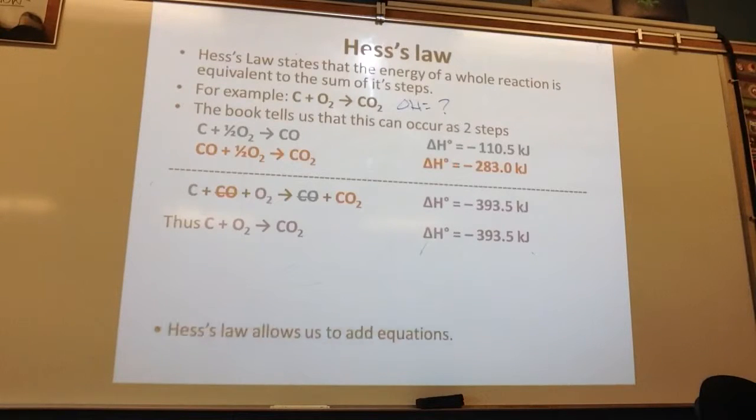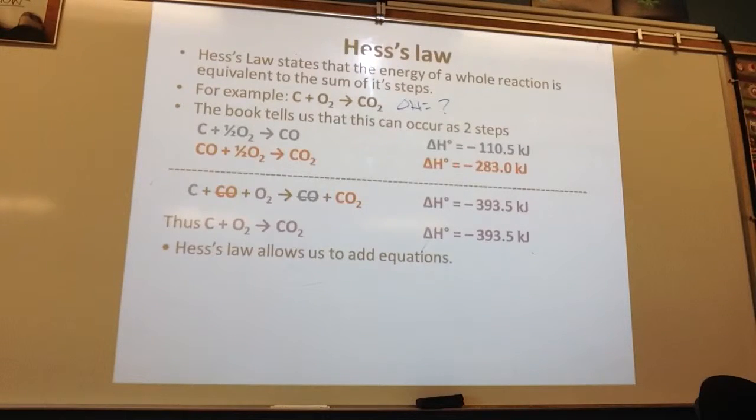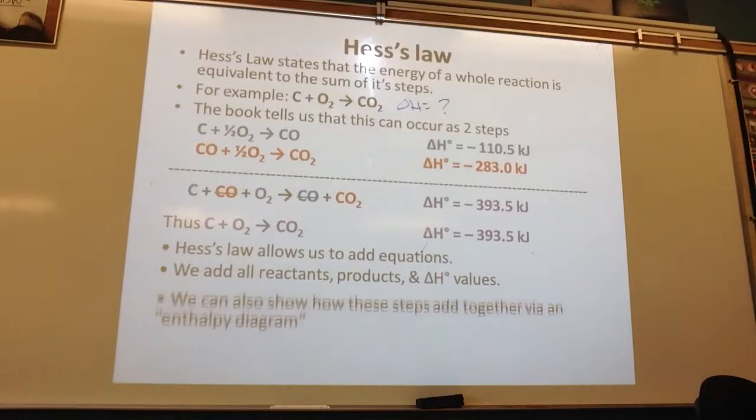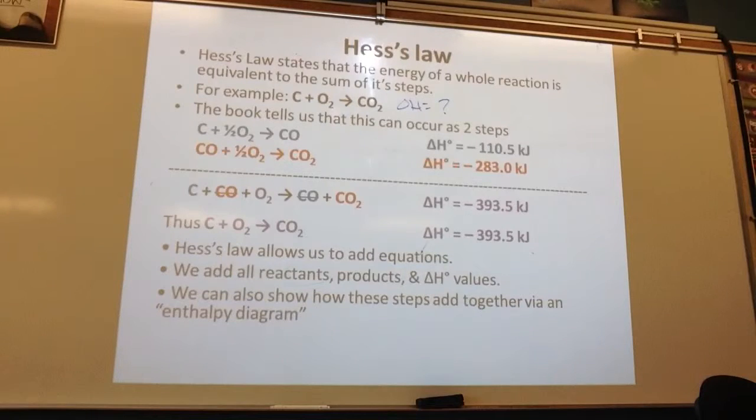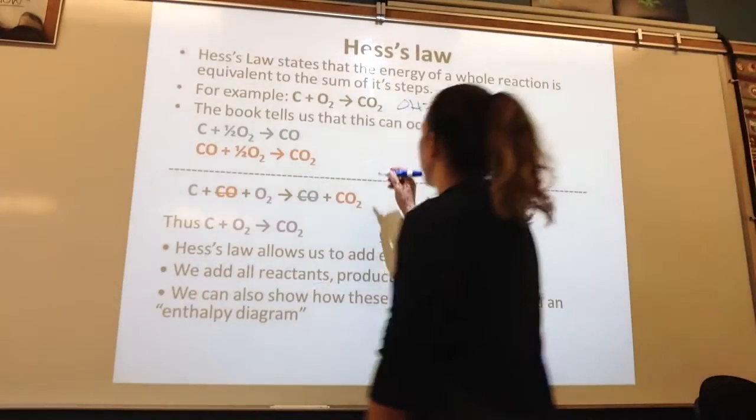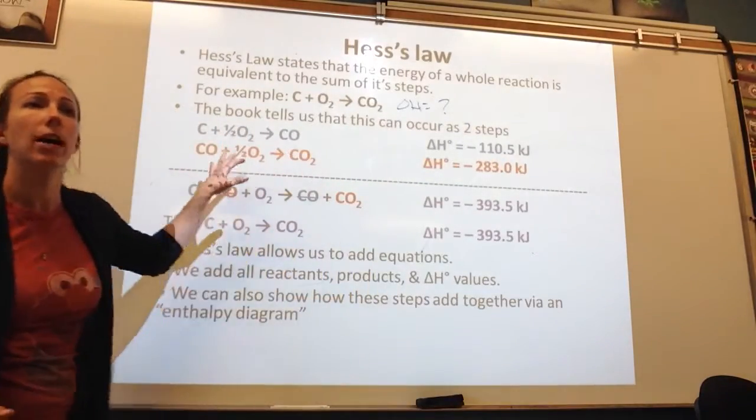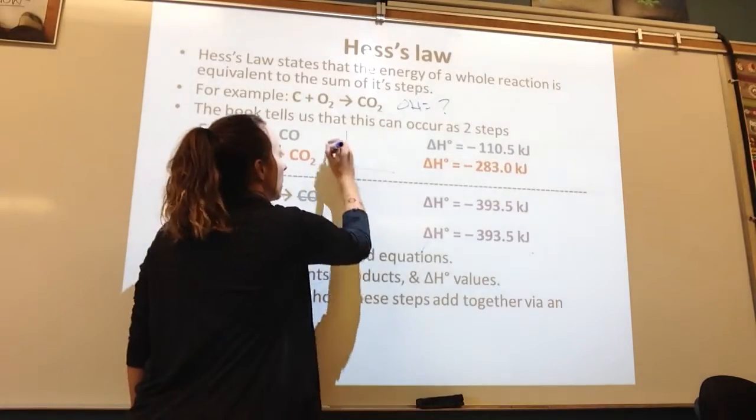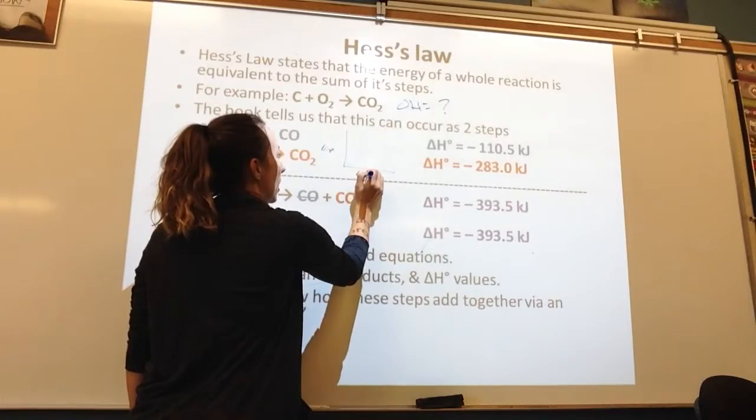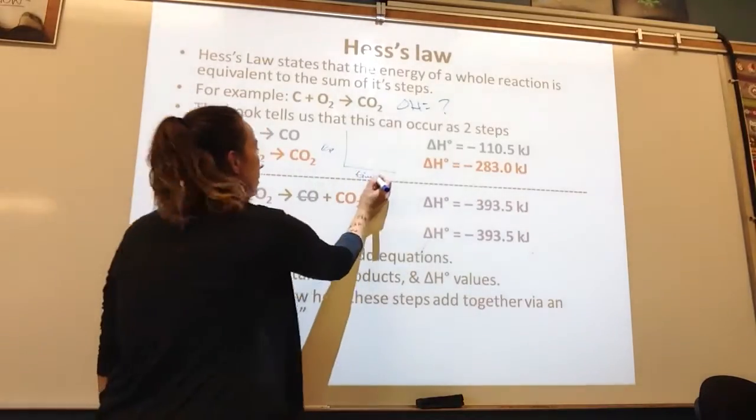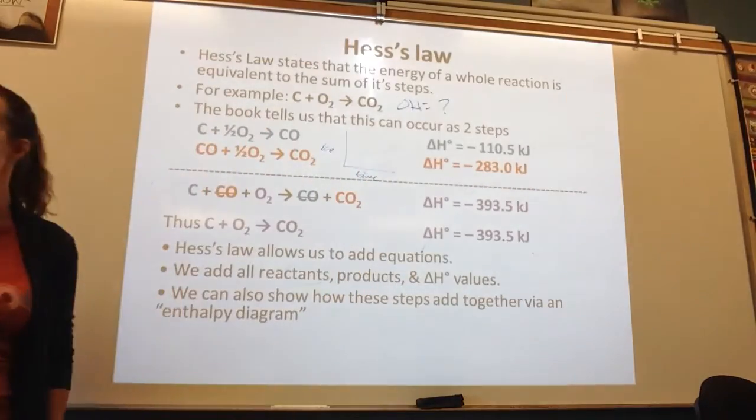It doesn't stop there. Hess's law allows us to add equations. We add all products and reactants, and we add delta H values. Okay? We can also show these steps add together via an enthalpy diagram. You're going to write one. The enthalpy diagram for this would look like this. Enthalpy and time, that's a given, right?